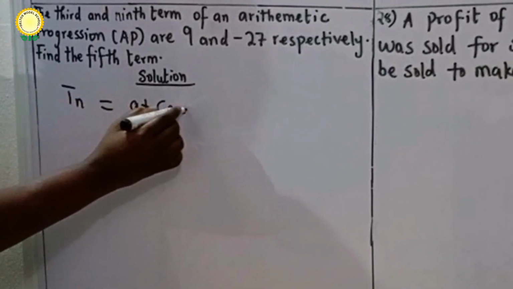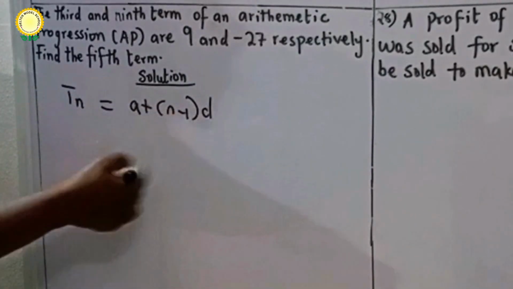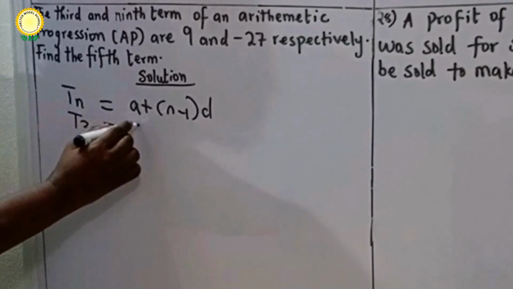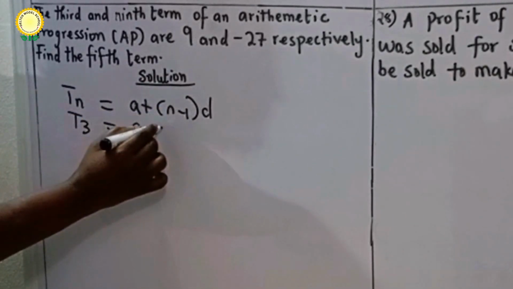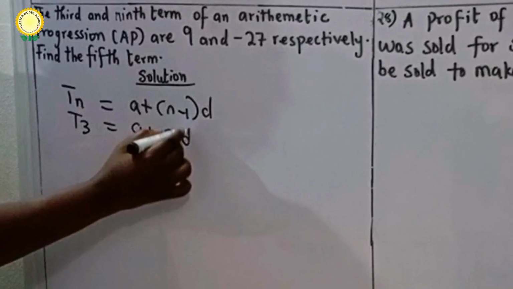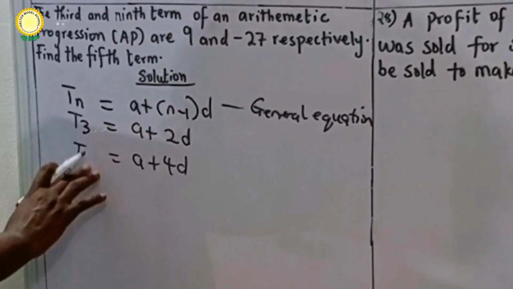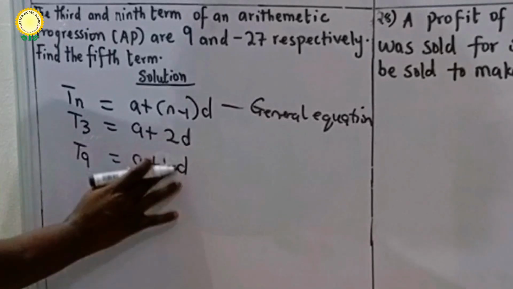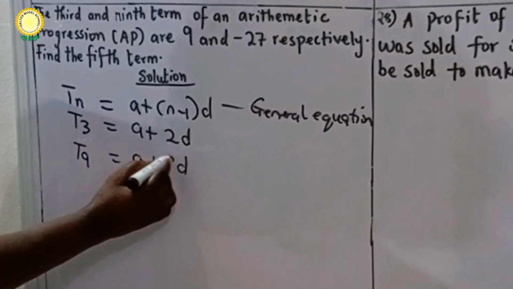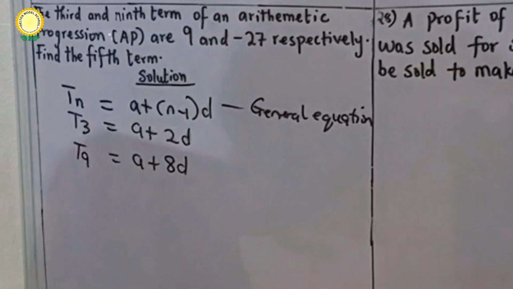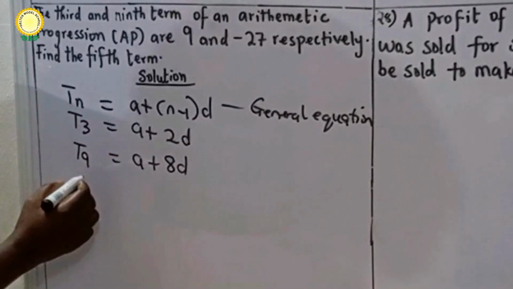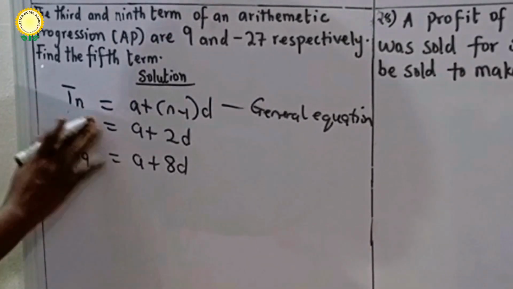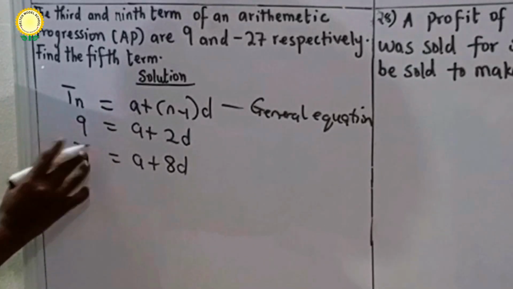This is the formula for finding the terms in a sequence. So T3 will be equal to what? A plus n is 3, 3 minus 1 is what? 2. 2d. We were given T3 and T9. So T9 will be A plus 8d. Alright? And we were told that T3 is what? 9. So we are going to remove this T3 and write 9.